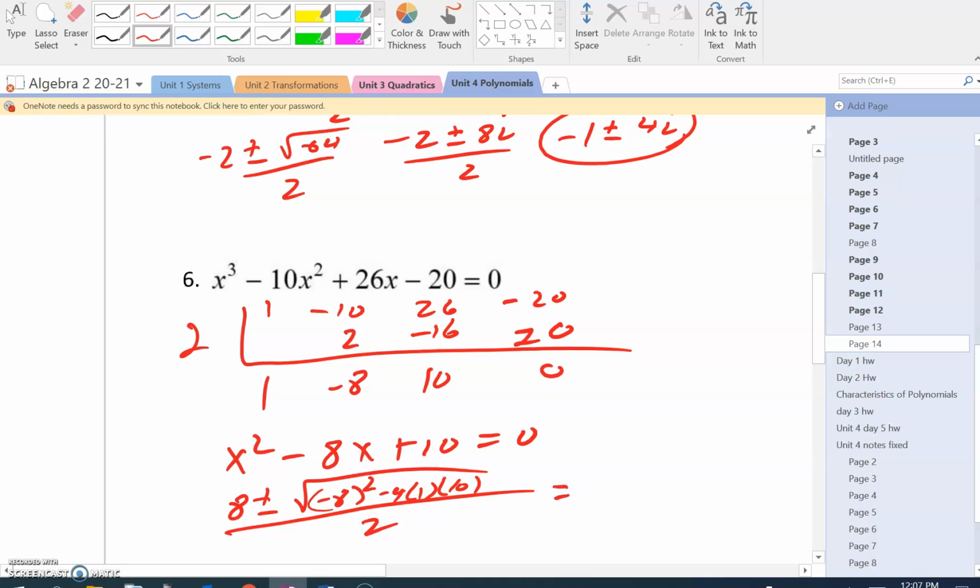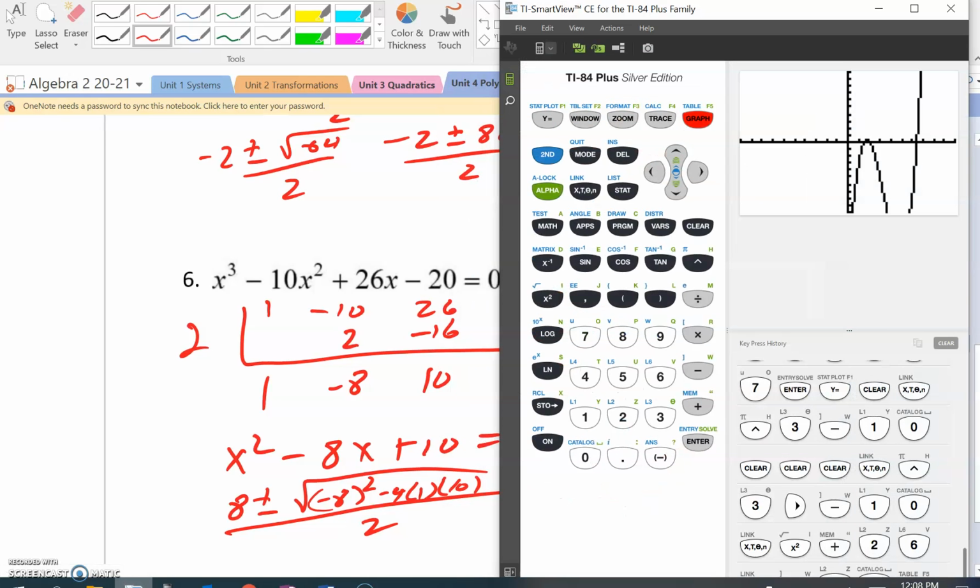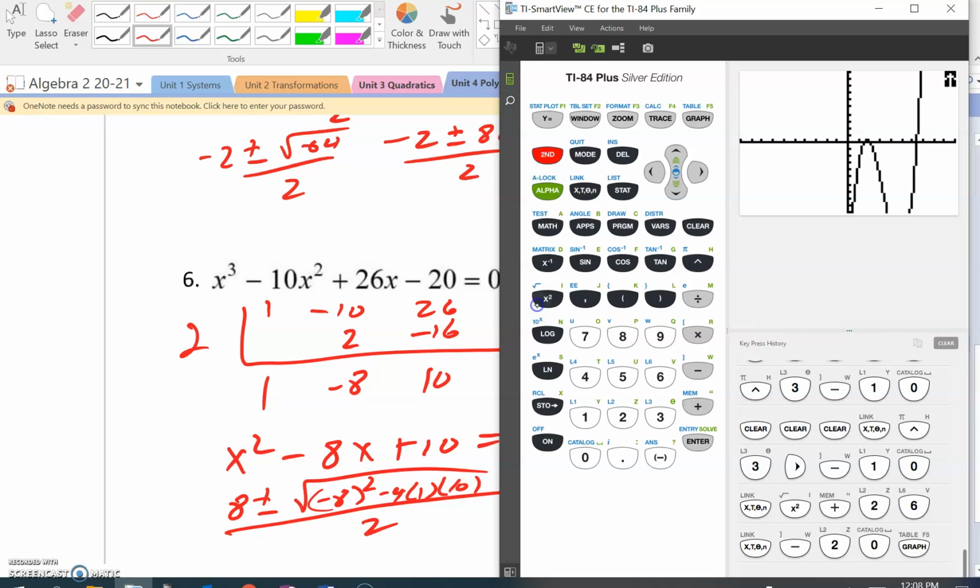So 16 minus 40. Is that what that is? No, 64. Oh, wait. So it's not imaginary anyway. Let's get 64 minus 40, 24. So 8 plus or minus the square root of 24 over 2. Now we've had a ton of exact answers.